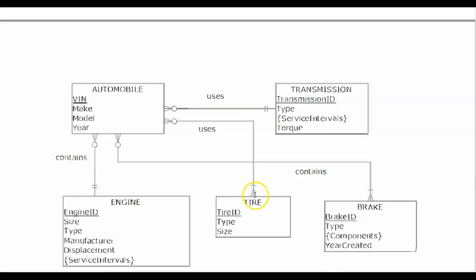So automobile uses one or more tires. Tires could be in no automobiles, could be in many. That's a type of tire. So I guess conceivably you could have 4 different types of tires, although it's not a good idea to do that. You could, okay, or you could have snow tires in the front and regular tires in the back, things like that. Alright, that's that one.